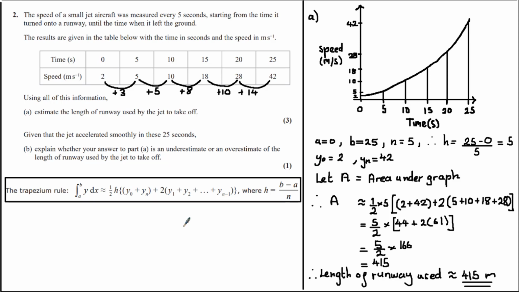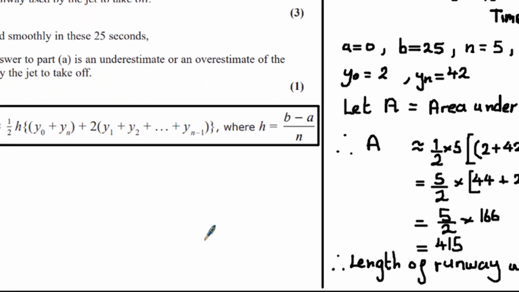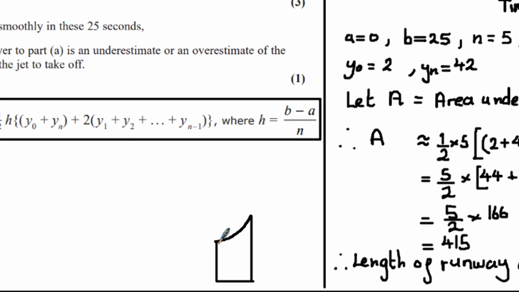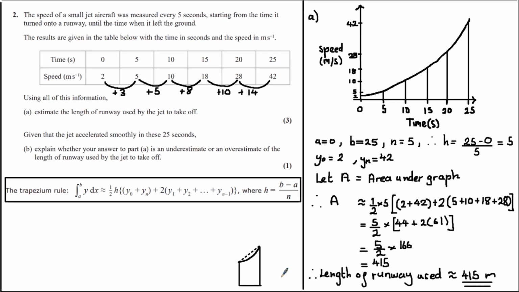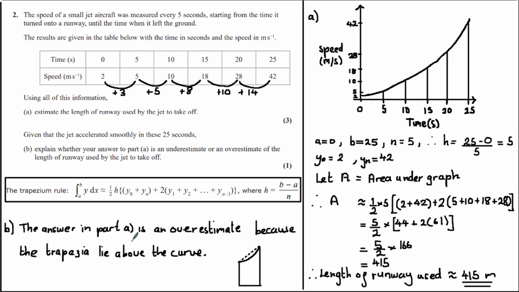Our answer to part A is going to be an overestimate, because if we look closely at one of these strips, the actual area underneath this curve is going to be less than the area of the trapezium. And here you can see the dotted line goes over the curve. So the area is going to be greater. So we'll say that the answer in part A is an overestimate because the trapezia lie above the curve.